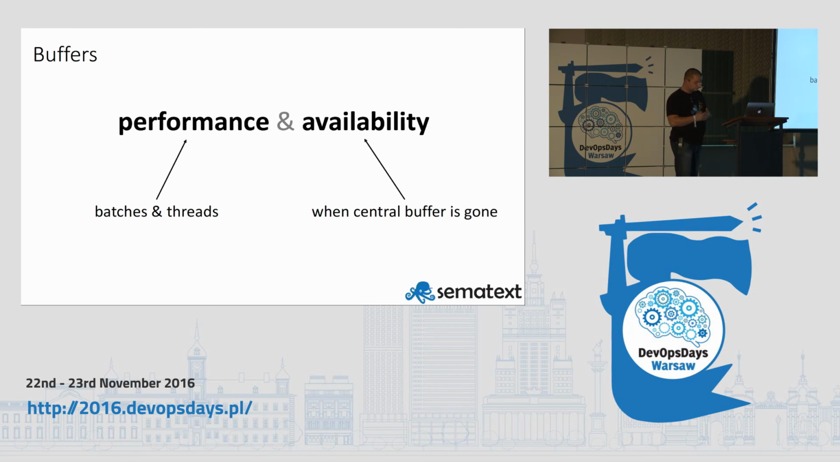So whenever we talk about buffers, we talk about performance and availability. If we talk about log shipper performance, there is usually a mention of batches and threads. So how large a single batch is, so how many messages are sent per request through the network, and how many threads the log shipper will use to do that kind of operation. When it comes to availability, we usually talk about what to do when the central buffer is gone. Like here, what to do when Kafka fails.